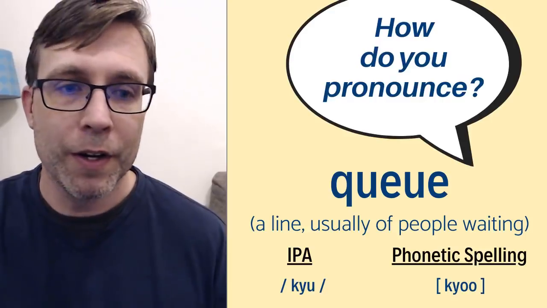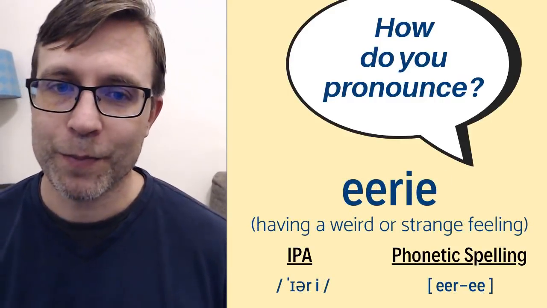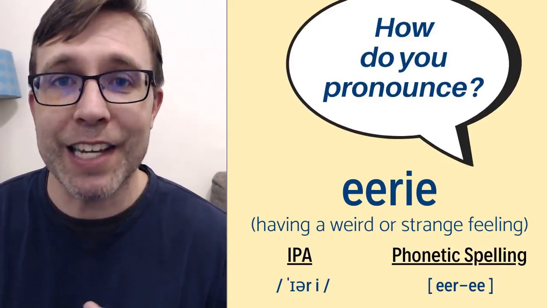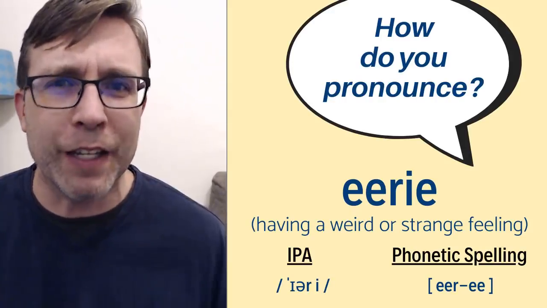There is a queue. The next word is eerie. All right. This means something is eerie. It's an adjective. It means there's a strange or just a weird feeling.